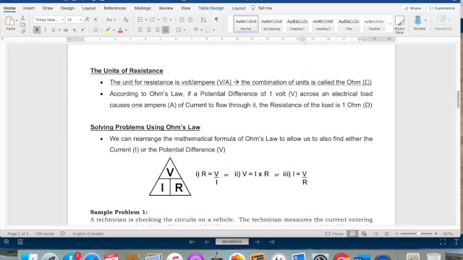Just pointing out that this is not our standard alphabet. It's a Greek letter, so that's why it looks funny, which you might not have seen before. But we use lots of Greek letters in science, so get used to it. You'll learn the whole alphabet eventually if you take science into university. So according to Ohm's law, if a potential difference of 1 volt across an electrical load causes 1 amp of current to flow through it, the resistance of the load is 1 ohm.